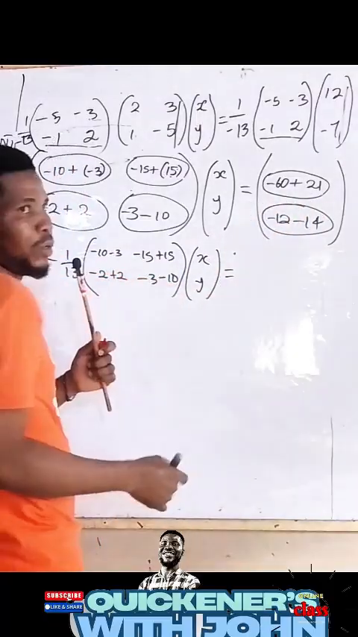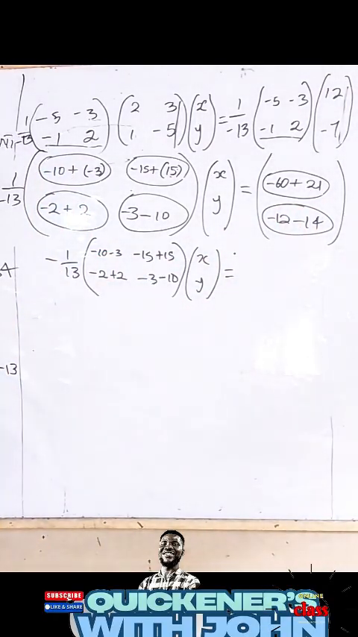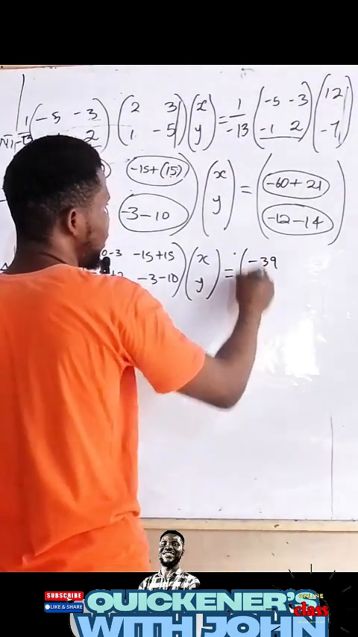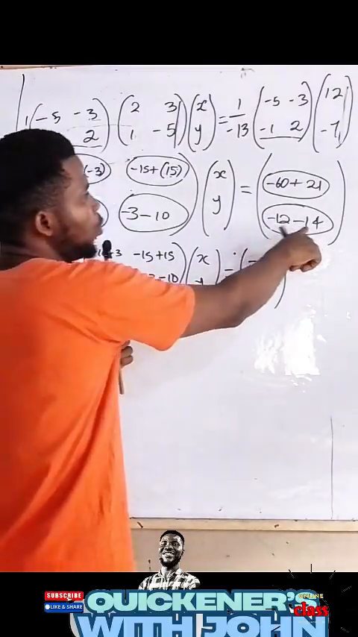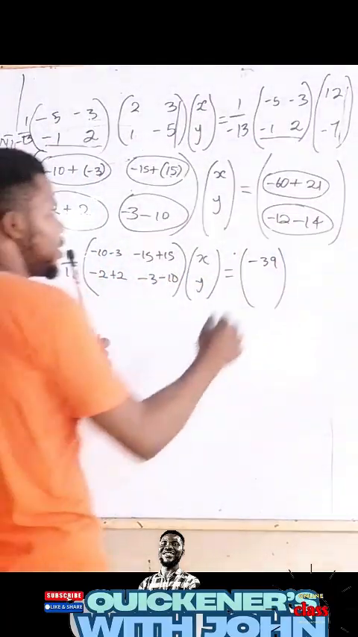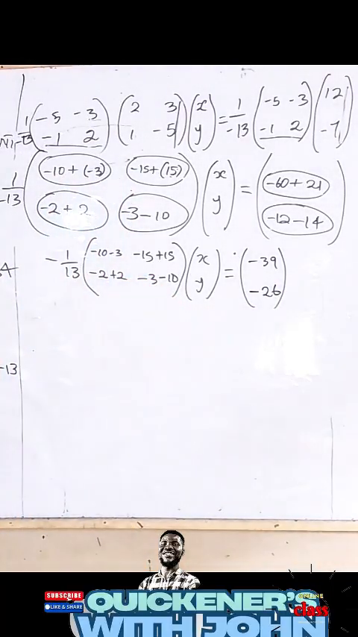Now you add this. Minus 60 plus 21. What is that supposed to give us? That should be 39, right? So that's minus 39. Can you see that? Now, minus 12 minus 14. What's that supposed to give us? That's 26, right? Minus 26. Can you see that now? I hope you're with me.